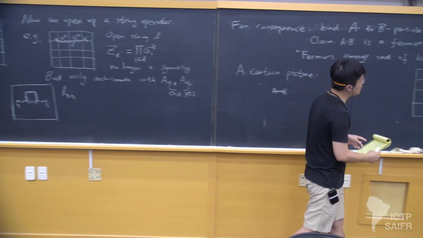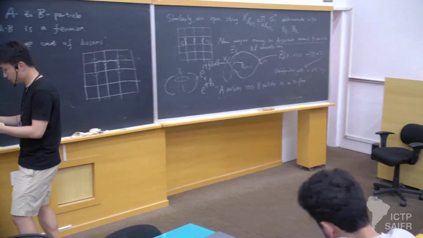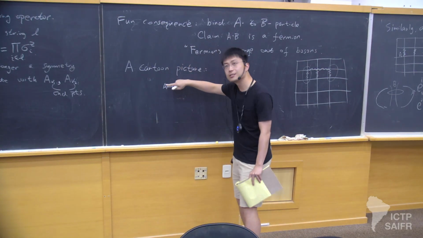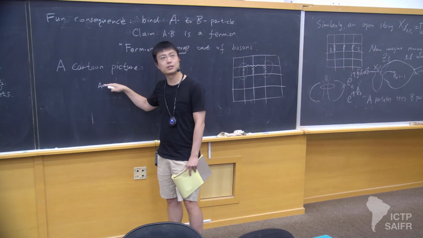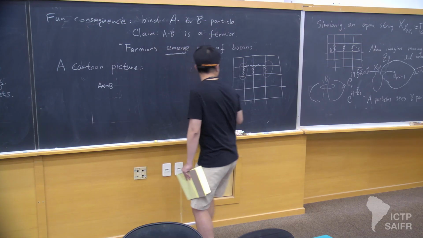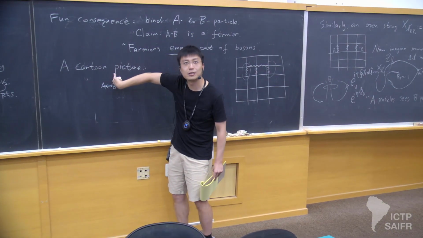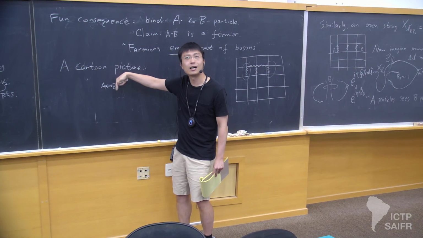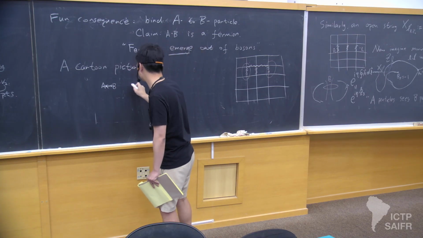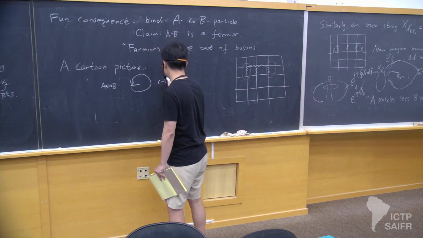Well, we just said that if I move the A particle around the B particle, you get a phase of pi, right? So if I think of this as some kind of dipole, and I draw an arrow from, let's say, B to A, then this statement means that if I rotate this arrow by 2 pi, I get a phase factor of -1.